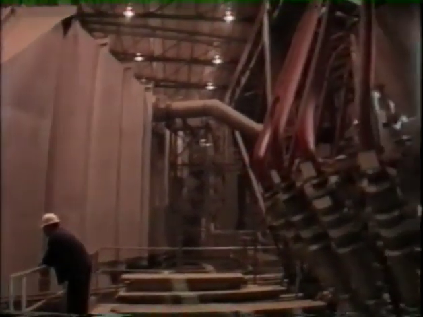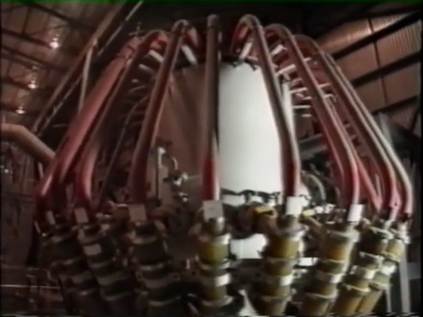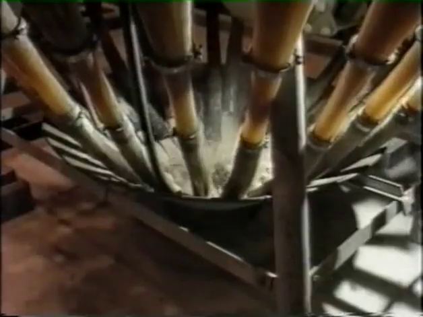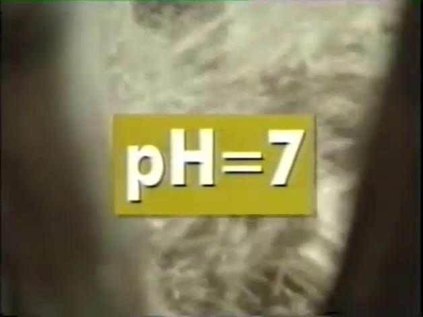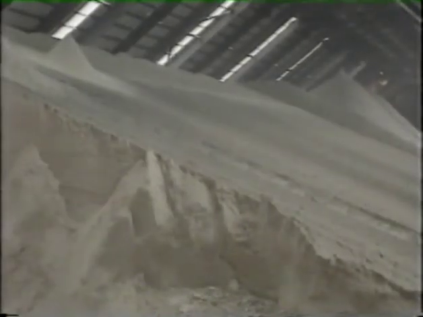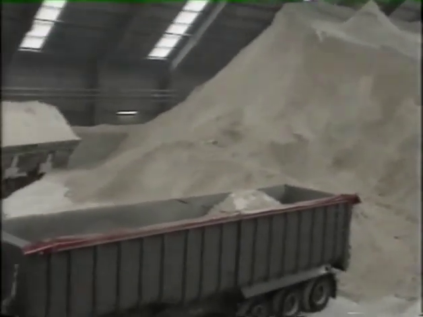Another name for gypsum is calcium sulfate. Gypsum comes out of the reaction vessel in a milky liquid, which is neutral. The pH is 7. Once the gypsum has been dried, it can be made into building materials, like plaster, and used for covering walls.